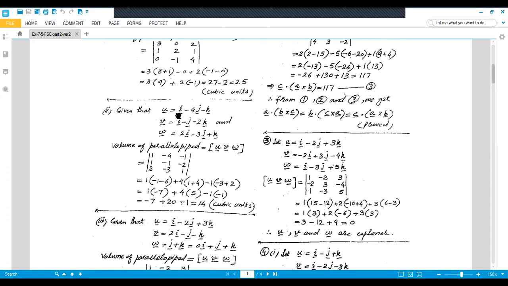u is i minus 4j minus k, and v is i minus j minus 2k, and w is 2i minus 3j plus k. So volume of a parallelepiped is u dot v cross w. First we write the components of u, 1, minus 4, minus 1, and then v, 1, minus 1 and minus 2, and then w, 2, minus 3 and 1.